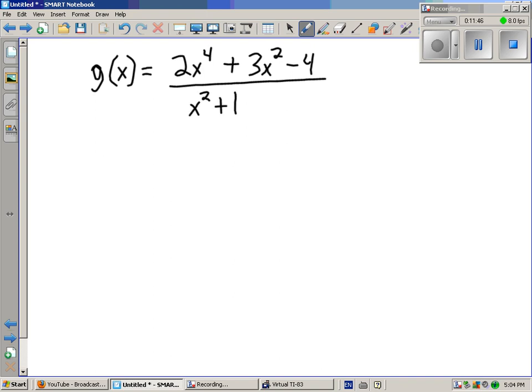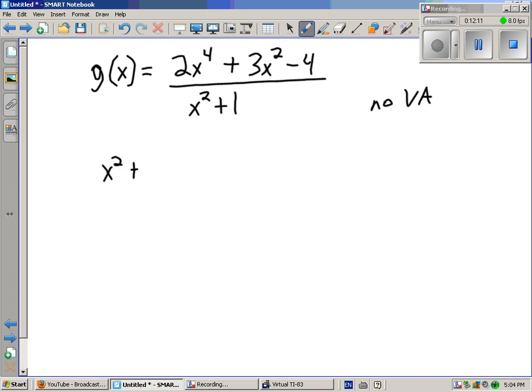Okay, now we know. If we want to find vertical asymptotes, we don't have any, because this denominator is never going to be equal to 0, so no vertical asymptotes. Then we look at the degrees of the top and the bottom. The degree of the top is greater than the degree of the bottom, so we can't just look at the leading terms. What we have to do is actually divide it in.